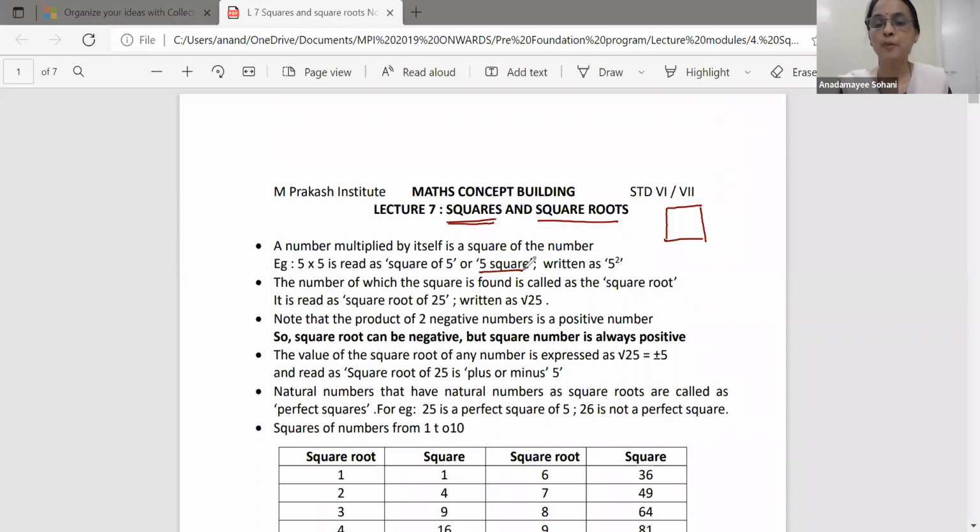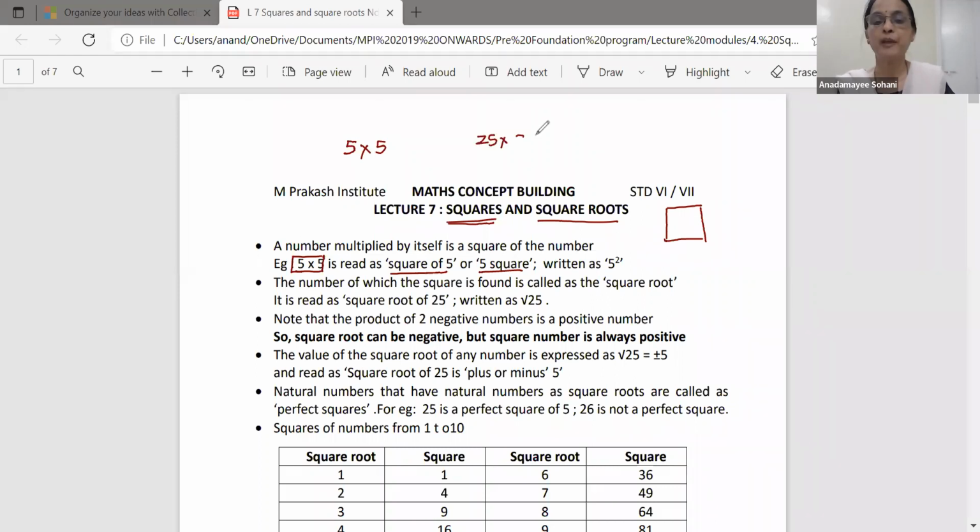So when we use the word square of a number, it simply means the number multiplied by itself. It is the same number multiplied by the same number, or one number taken as many times as the number. What is 5 into 5? 5 taken 5 times, no? So 5 plus 5 plus 5 plus 5 plus 5. What is 25 into 25?